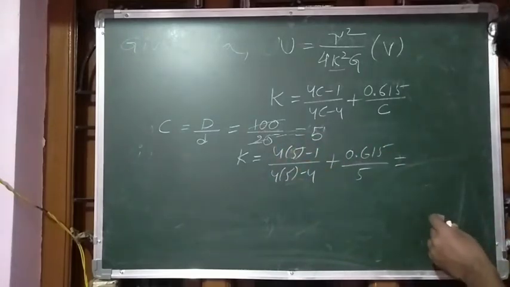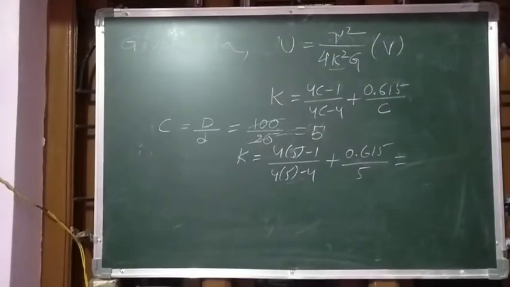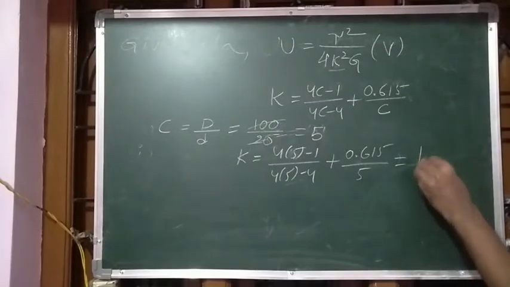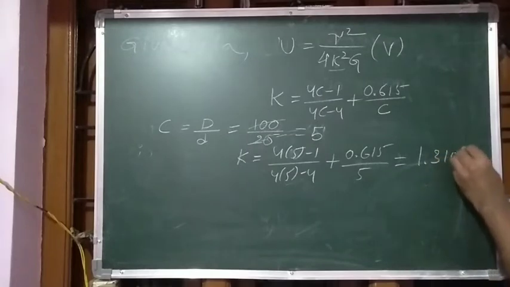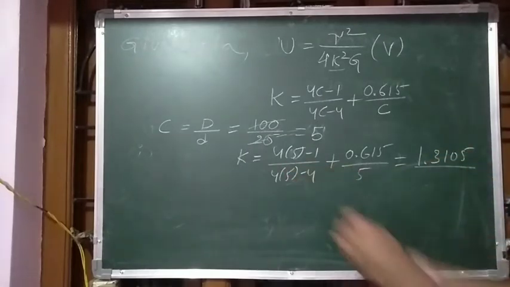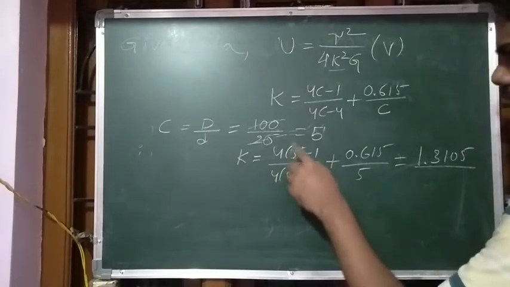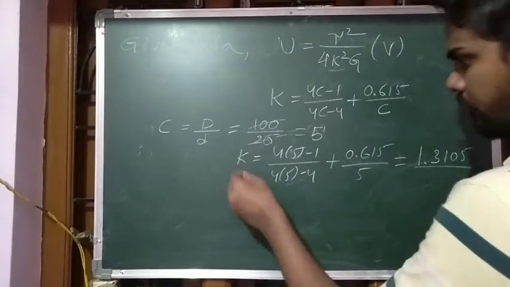After solving this expression, you will get the final value. Just do this calculation: 4 into 5 is 20, 20 minus 1 is 19, and here 16. Now calculate this and add with this, then you will get K value of 1.3105.